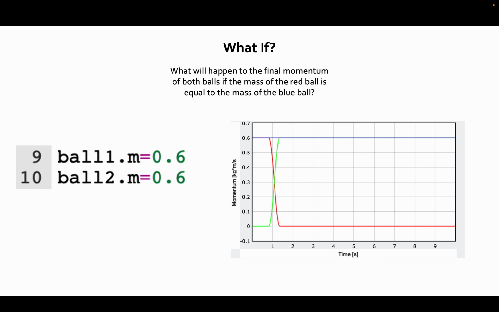What will happen to the final momentum of both balls if the mass of the red ball is equal to the mass of the blue ball? If the mass of the red ball changes to 0.6 kilograms, all the momentum from the red ball will be transferred to the blue ball, changing the momentum from 0 to 0.6 kilogram meters per second, and the momentum of the red ball will become 0, and the ball will remain stationary. Here, the situation can be seen.